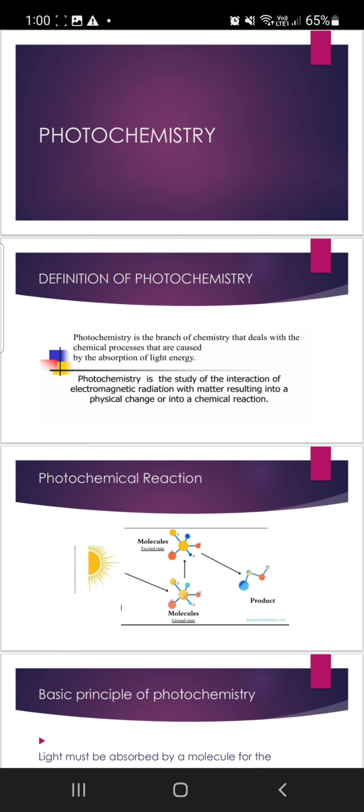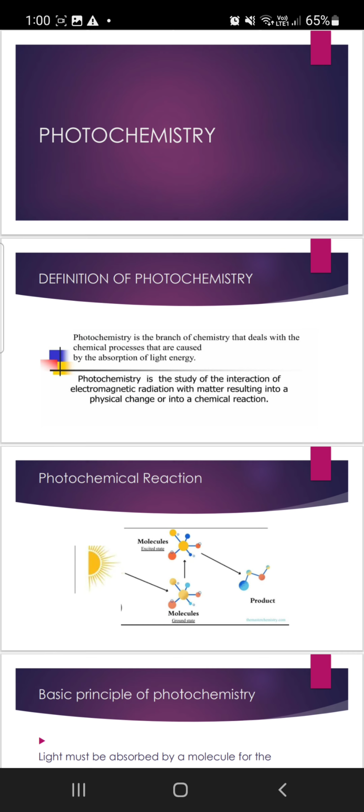Photochemistry is the branch of chemistry that deals with the chemical processes that are caused by the absorption of light energy. So, by the absorption of light radiation or light energy, that causes a chemical process or a chemical reaction. The study of this chemical reaction is called photochemistry.